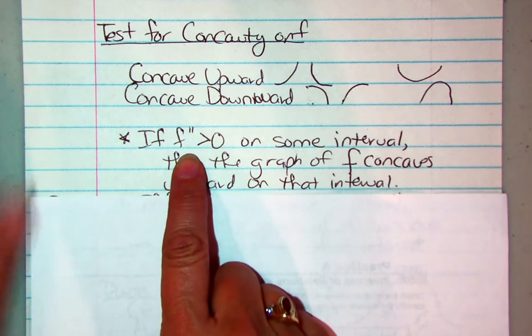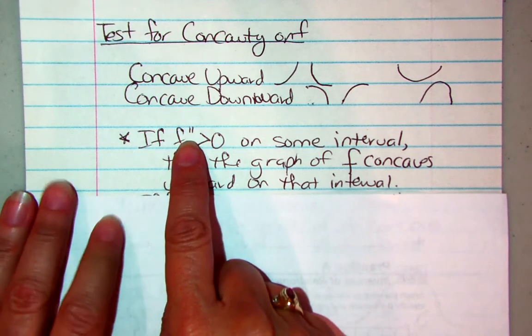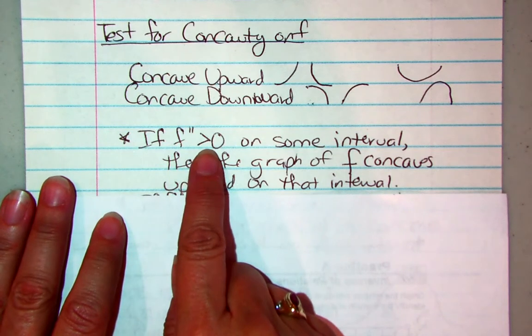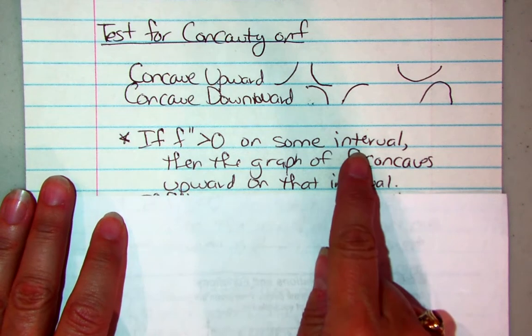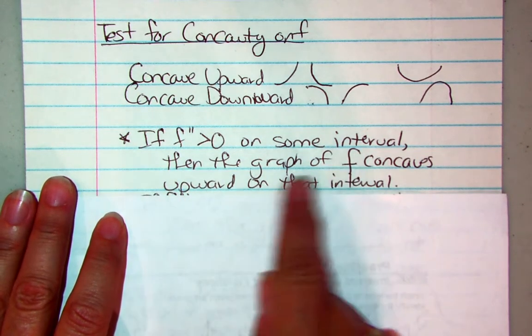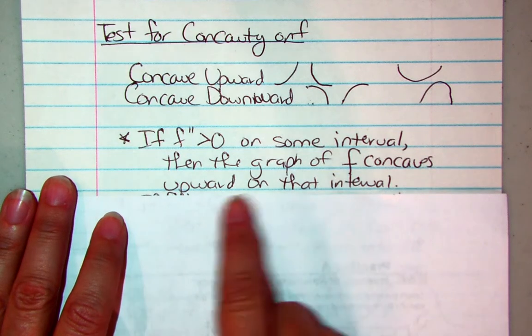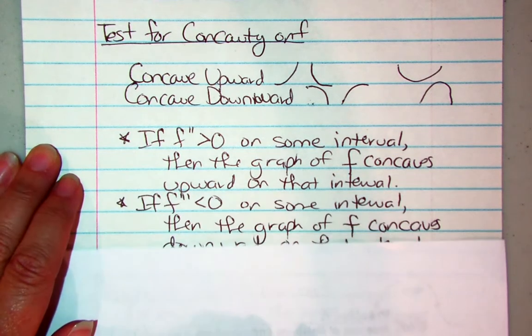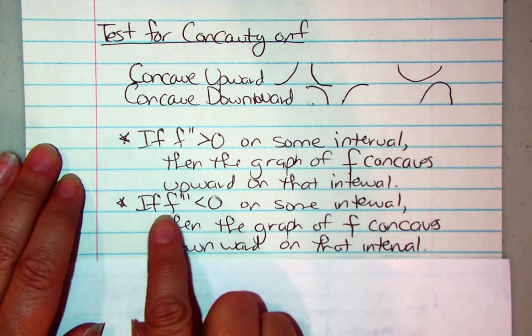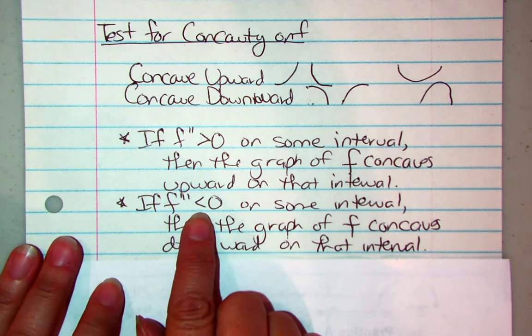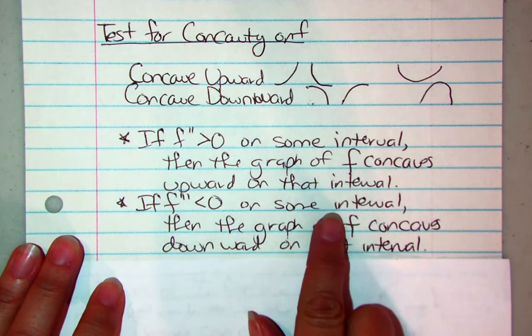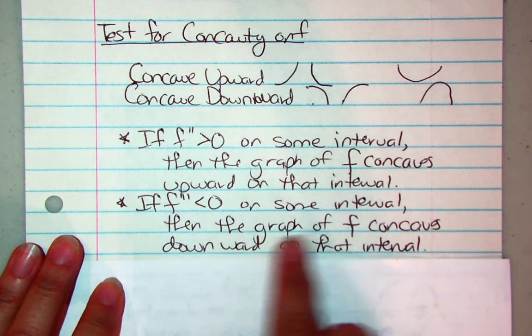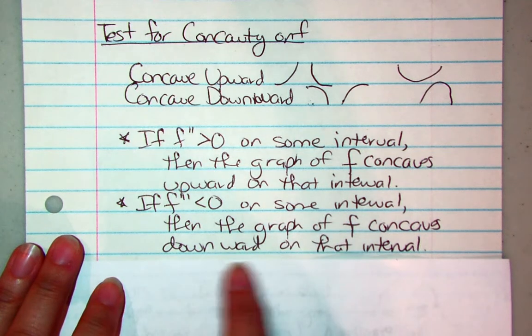Now we're at our second derivative. If our second derivative is positive, greater than 0, on some interval, then the graph of f, our original function, concaves upward on that same interval. If my second derivative is negative or less than 0 on some interval, then the graph of f concaves downward on that interval.